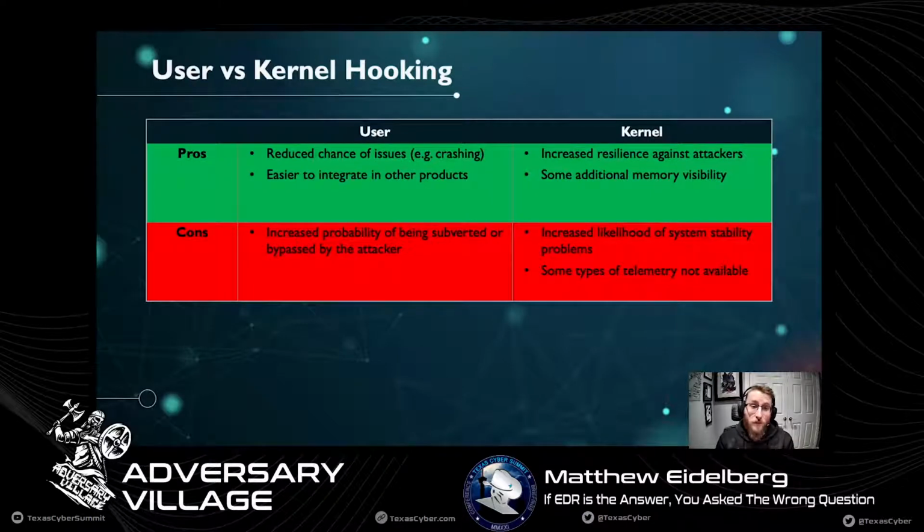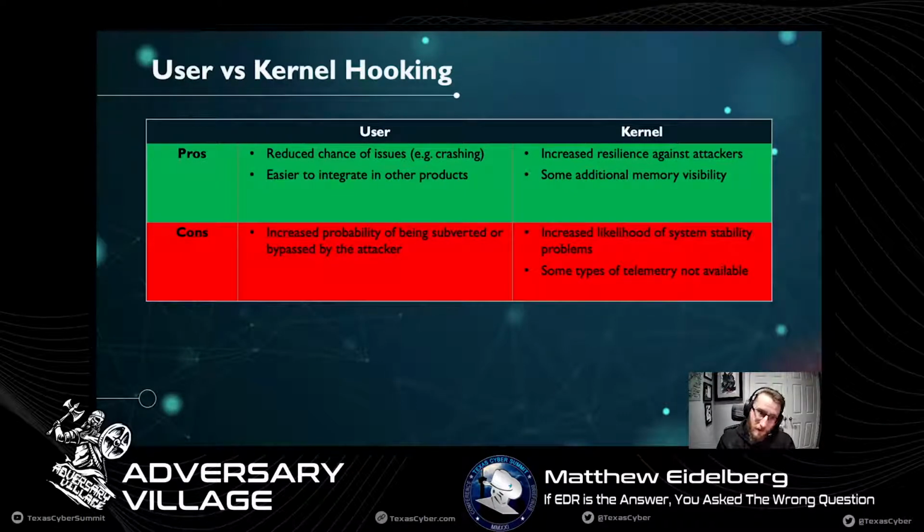Now, the pros of kernel space is that it's a lot more resistant to attackers. It's a lot harder to load something into the kernel space these days due to Microsoft's added security features. There has to be a valid driver, and that driver has to be signed by Microsoft, which means it has to be submitted and reviewed by Microsoft. It also gives them a different perspective, since the kernel is the central nervous system of the whole operating system. Being at that point gives a unique visibility into the memory.